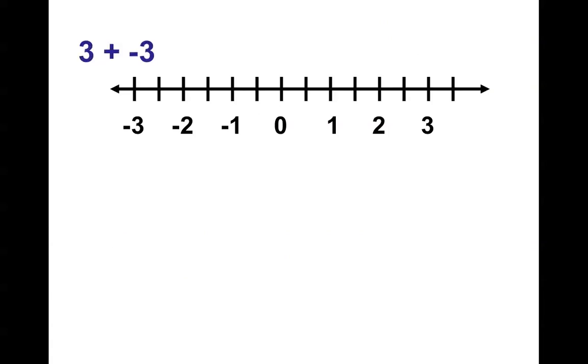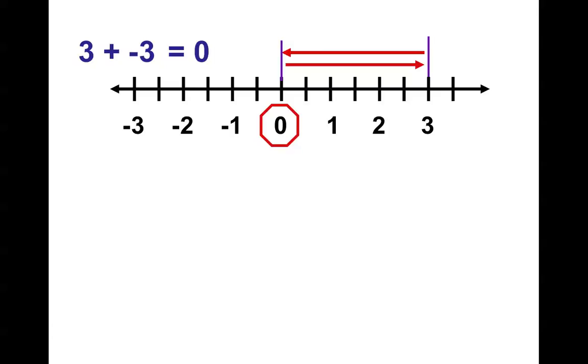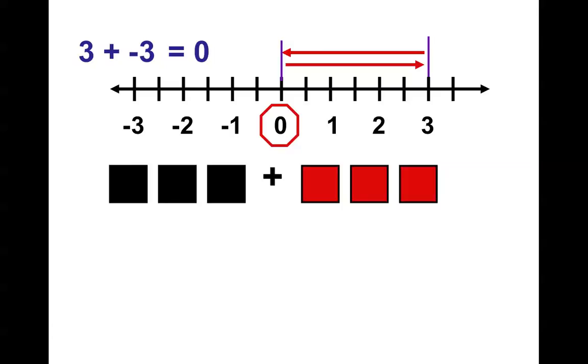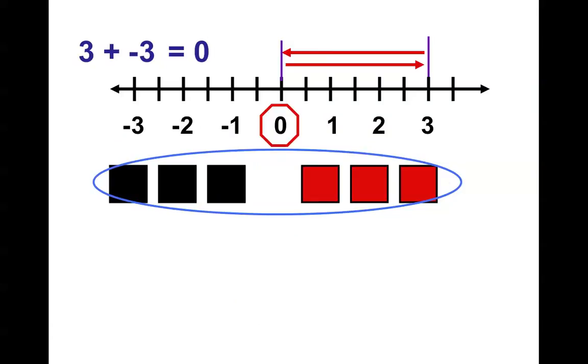Here's another example. 3 plus negative 3. Notice what the problem is saying. Positive 3 means go to the right 3 steps, while negative 3 means go to the left 3 steps. And if you go to the right 3 and back to the left 3, you're going to end up right back where you started at 0. If we did this with blocks, you would notice that there are 3 blacks and 3 reds, and they cancel themselves out. For parents, it's much like protons and electrons. They always cancel each other out. Students, you'll learn about that in 8th grade.